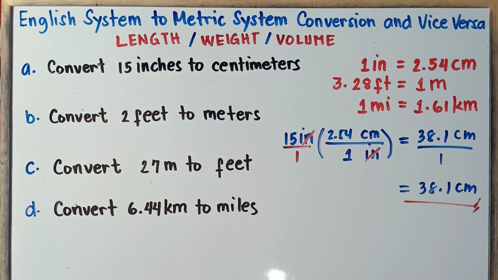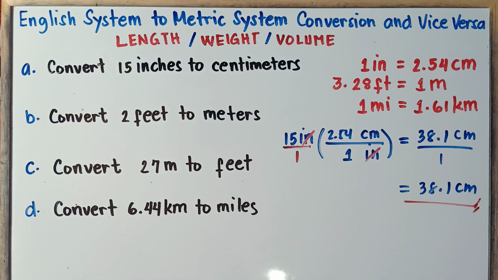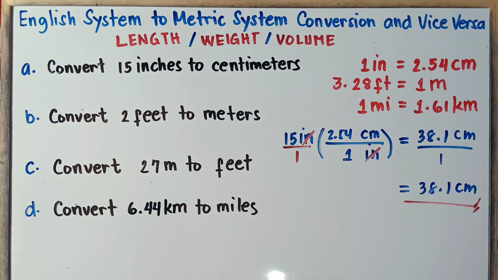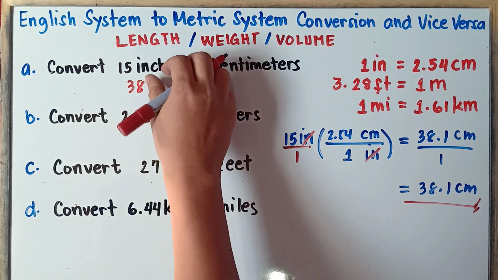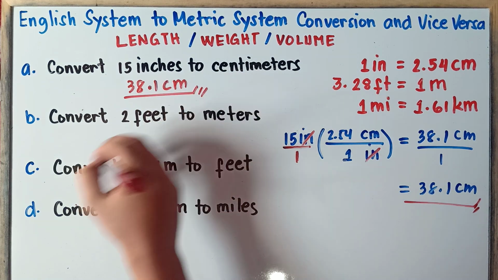Once again, class, if the teacher will not allow you to use a calculator, you can just simply multiply this one manually, class. I'm sure, class, you have your rational numbers, dividing and multiplying decimals. So if you want to learn more about multiplying and dividing decimals, I will just put the link in the description down below. I'm sure, class, you already have this before solving English to metric system conversion. Alright, so the answer for letter A is 38.1 centimeters. All set for letter A.